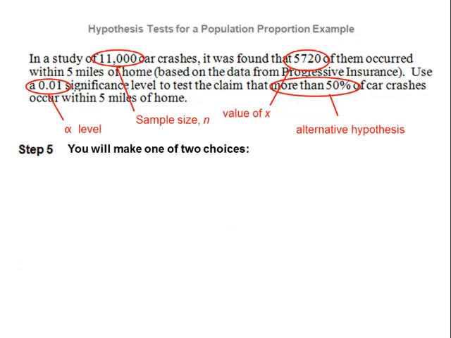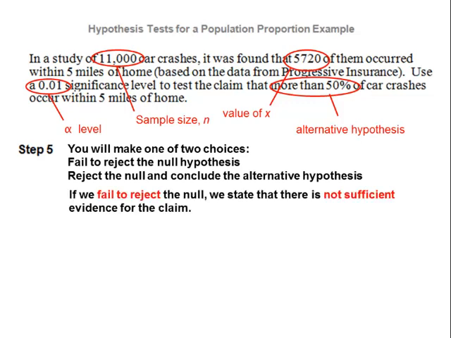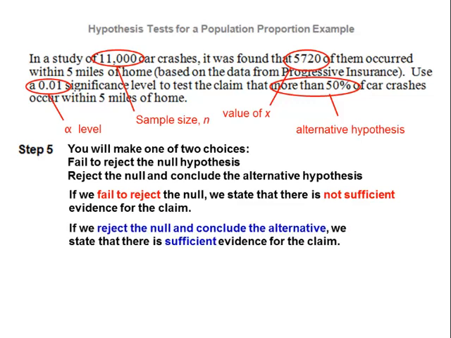Step number 5, we make one of two choices. We fail to reject the null, or we reject the null and we conclude the alternative. If we fail to reject the null, we state there is not sufficient evidence for the claim. If we reject the null and conclude the alternative, we state there is sufficient evidence for the claim.